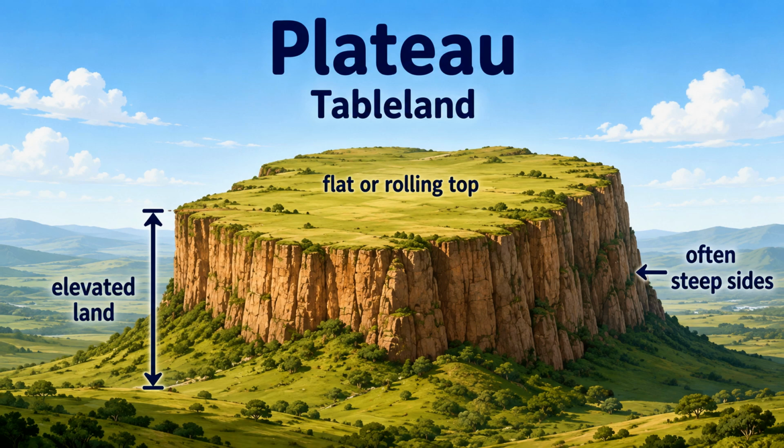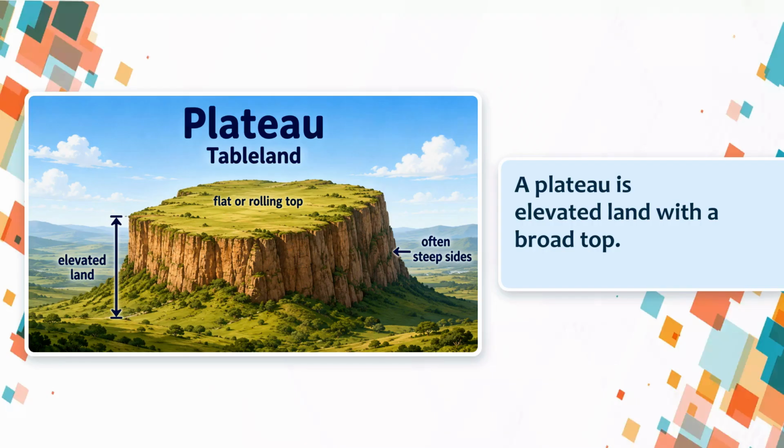A plateau, or tableland, is elevated land with a relatively flat or rolling top and often steep sides. The top can be uneven, so a plateau is not necessarily completely flat. Notice how height and top shape work together.